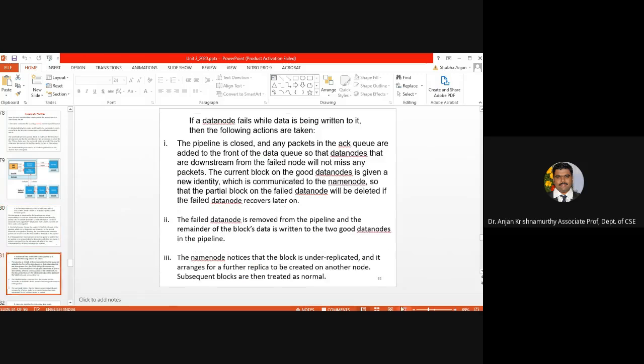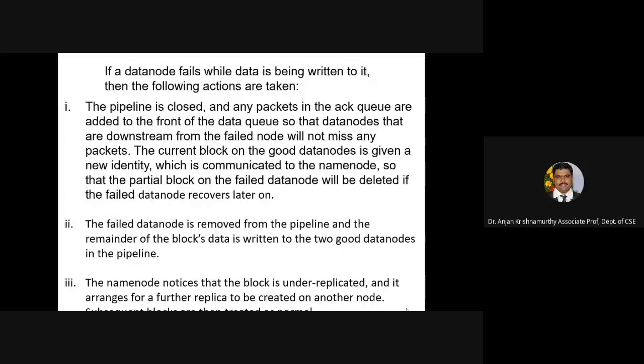Now let's take a scenario where a data node fails. When a data node fails, the writing also fails. That is, the pipeline which is opened for the data to flow from one data node to another gets closed, so the stream of writing itself fails. The current block of data stored on the current data node will have to be shifted to another place when the failure happens.